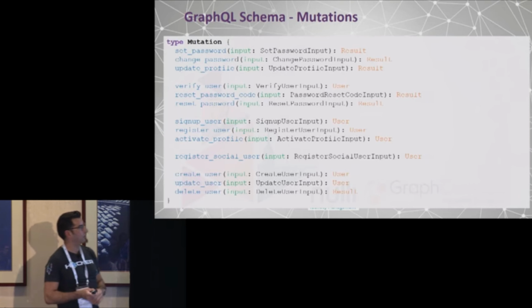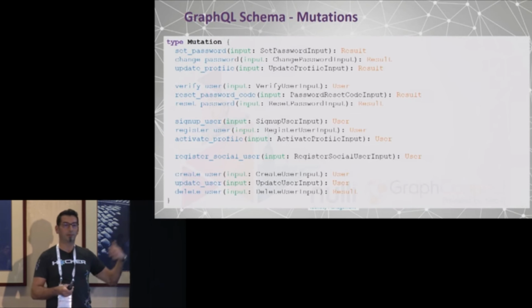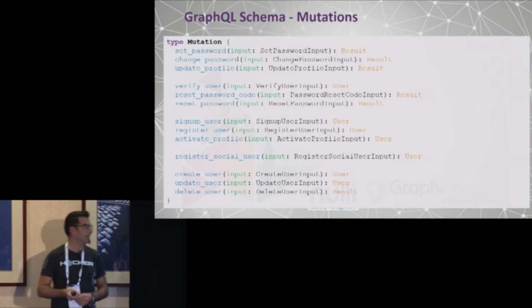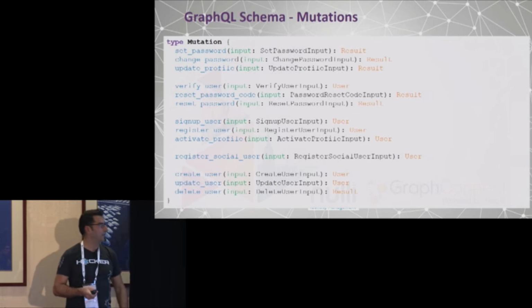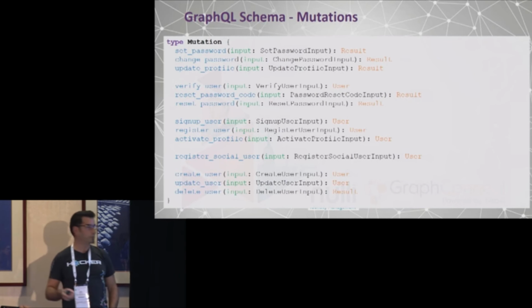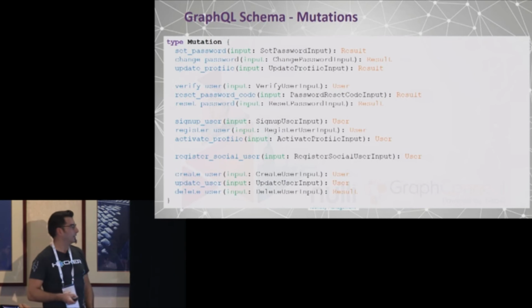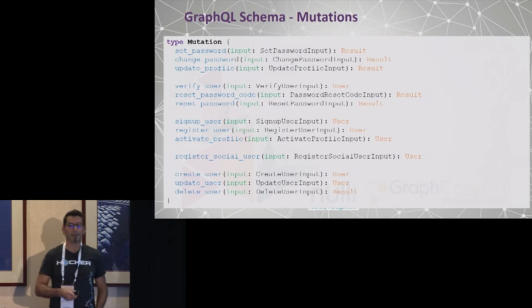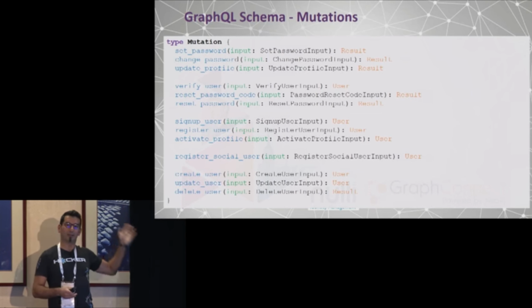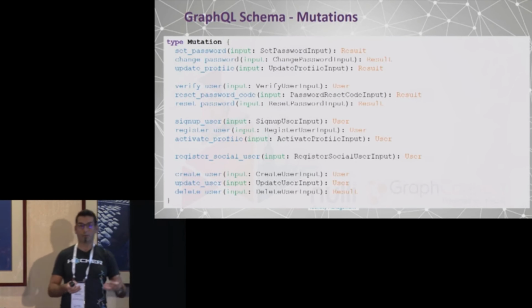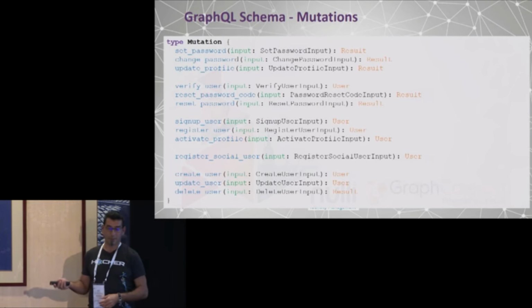Mutations, same thing. We just have a set of definitions for the type of things that we can change in our data. So you'll see things like reset password, update your user profile, create a user, activate the profile, register your social email, and things like that. All of these things, as well as the queries, need to be implemented through code with your resolvers.